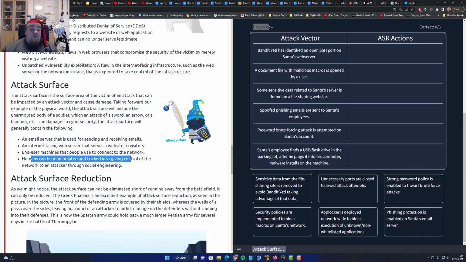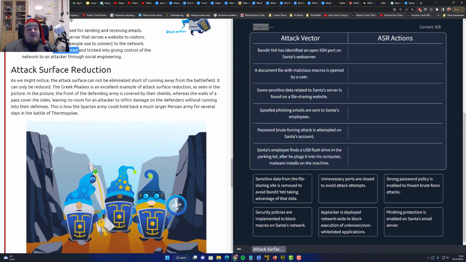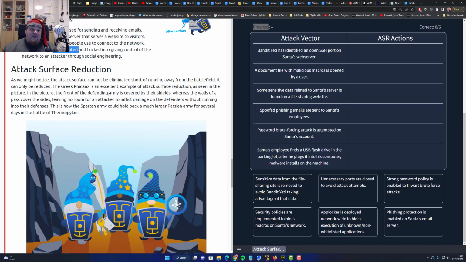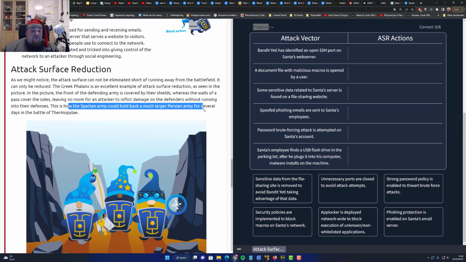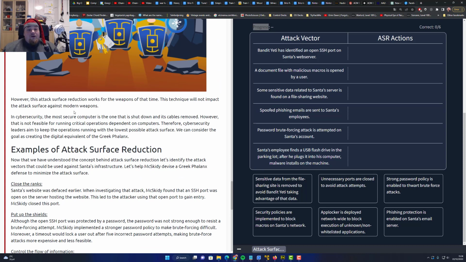Humans can be manipulated into giving control of a network, mostly through phishing emails or some sort of manipulation. Attack surface reduction can be done in many ways. They use shields in this analogy, so in IT security, it is probably putting up intrusion detection, intrusion prevention, firewalls, and so on.